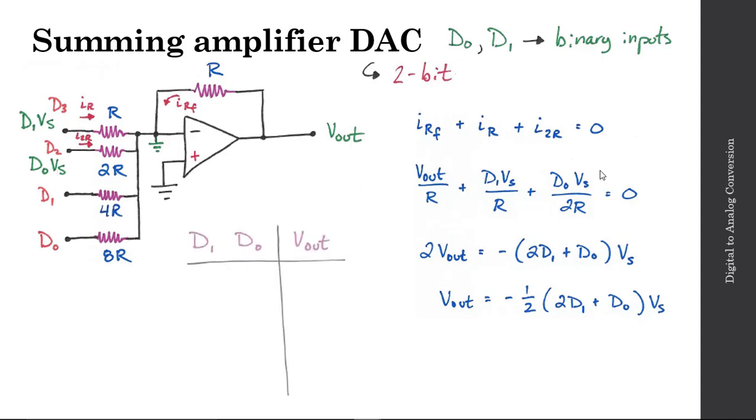We could take a look at the output that we'll get based on our inputs, D0 and D1. So D1 and D0, they can be 00, 01, 10, and 11.